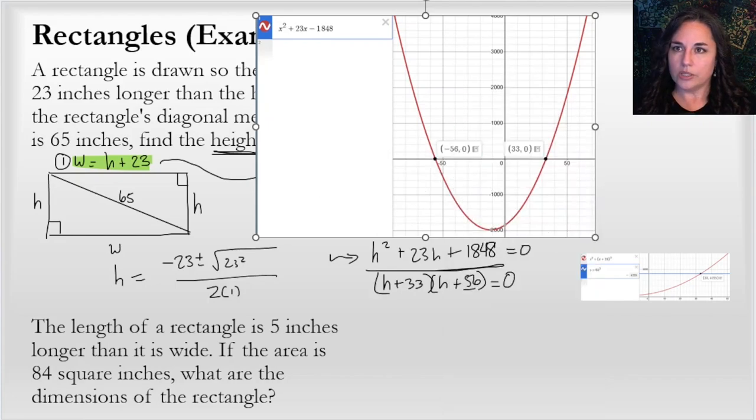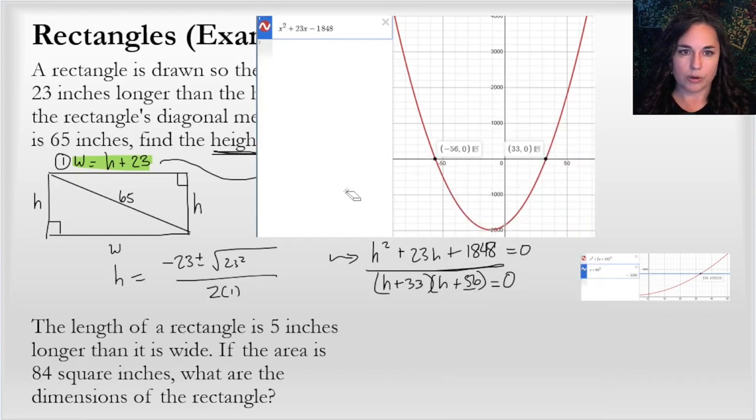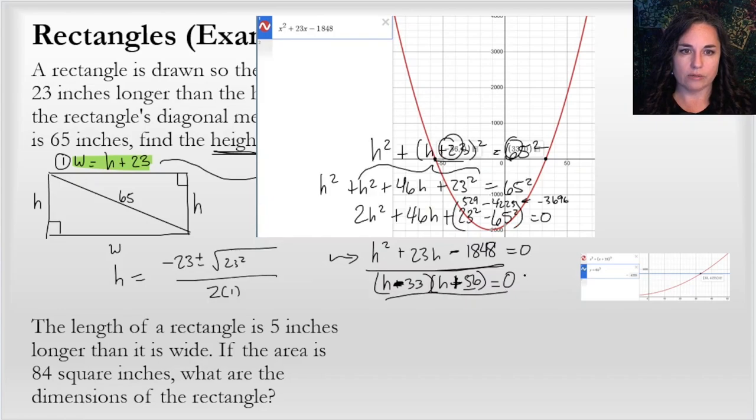And I just noticed I have a typo with my problem, and that's why I'm not getting the right signs here. This should be a minus when I subtract those. That's a minus, and then that would make this a negative and this a positive. And then that would make my solution be verified with my graph, right? I have a negative 56 and a positive 33, and that comes out in my solutions there.